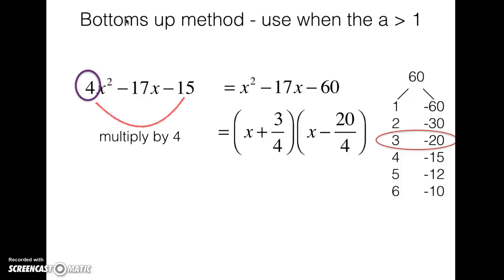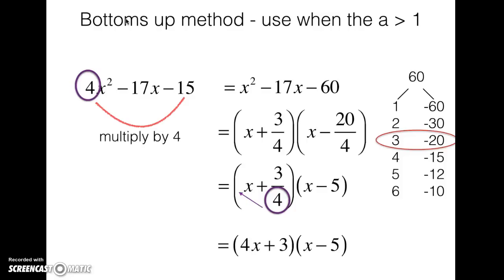So the next thing we do is we take a look at our two terms and see if we can simplify either of the two. We have to leave the x plus 3 over 4 because we can't simplify that, but we can deal with the negative 20 over 4, that equals negative 5. And the reason why this is called bottoms up is we're going to take this 4 from the bottom and move it up next to the x. So our final answer is 4x plus 3, parentheses, x minus 5.